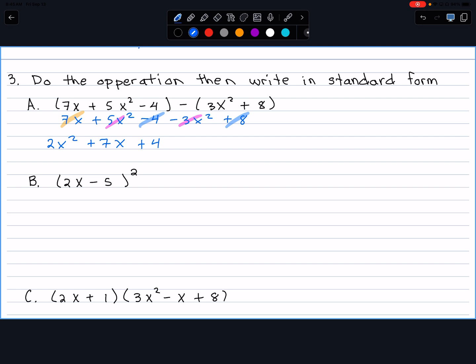You have to distribute the negative to the negative. Ooh, I didn't distribute the... That's a good call. Very good call. I did not do that. So we do have to distribute this negative to both, and I did not do so.